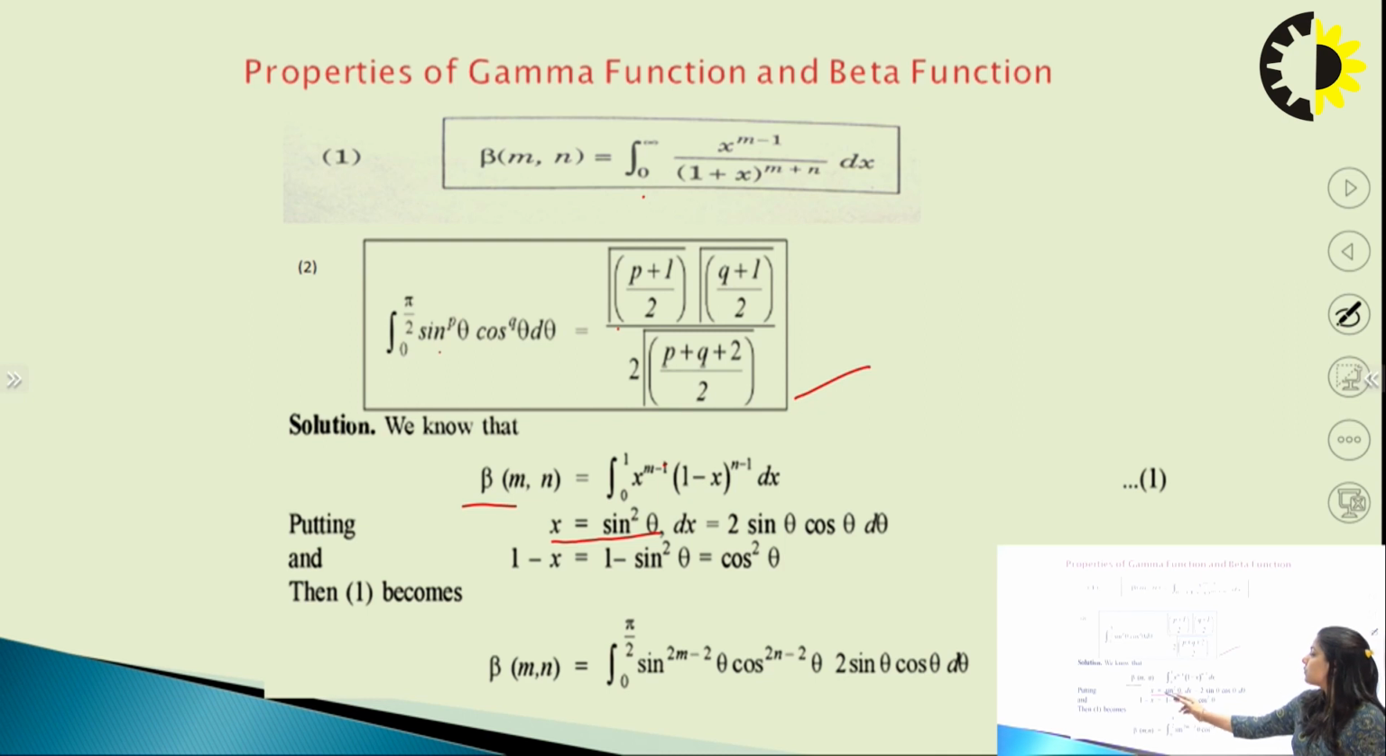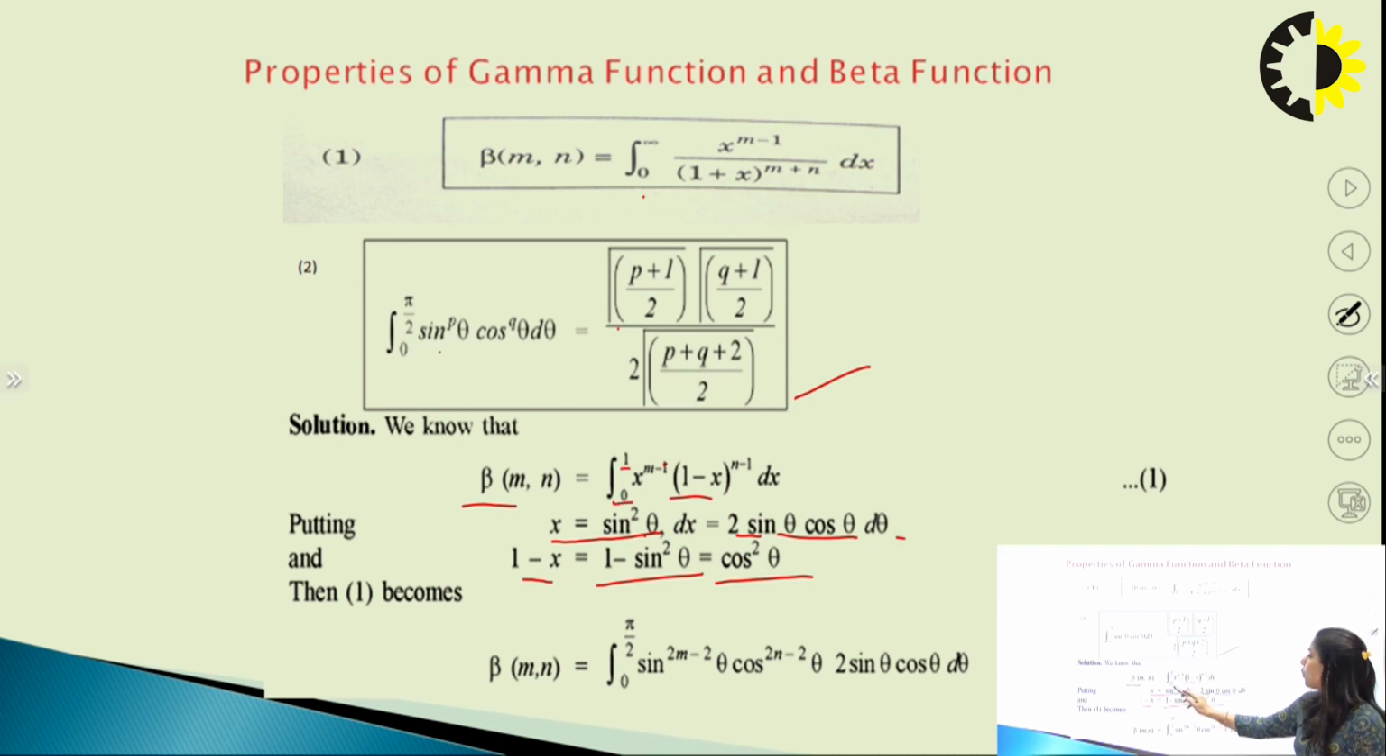Now put x equal to sin^2 theta, then differentiate this: dx is equal to 2 sin theta cos theta d theta. Now 1 minus x is equal to 1 minus sin^2 theta, so 1 minus sin^2 theta is equal to cos^2 theta. Now we will put all these values here. We will replace the limits also.